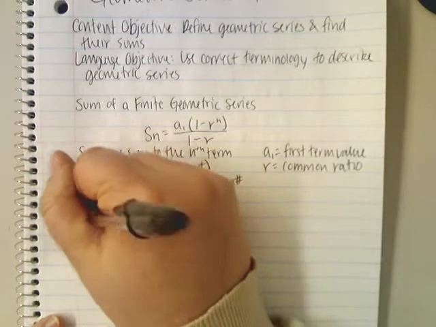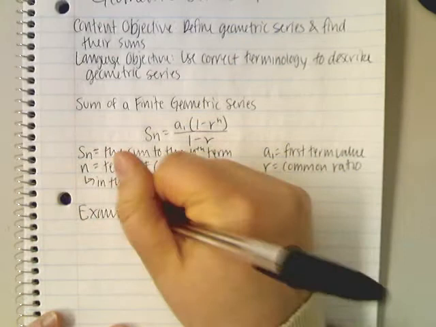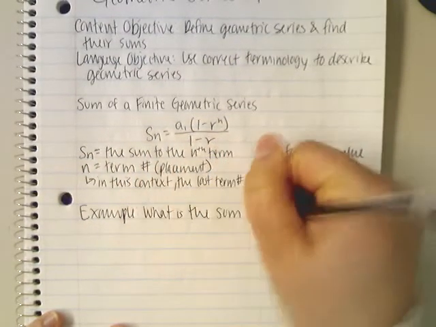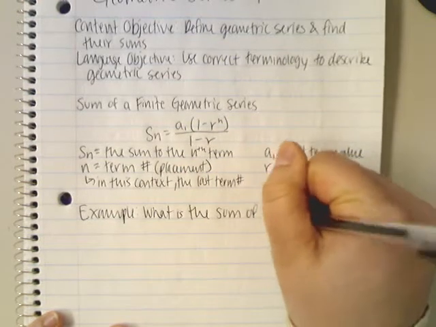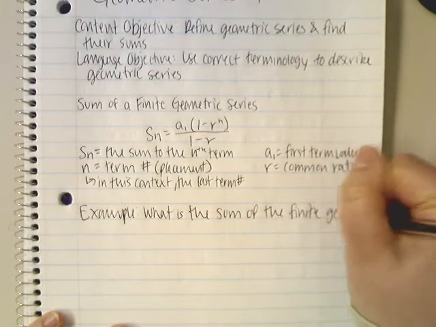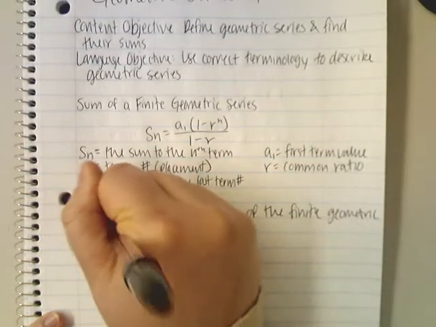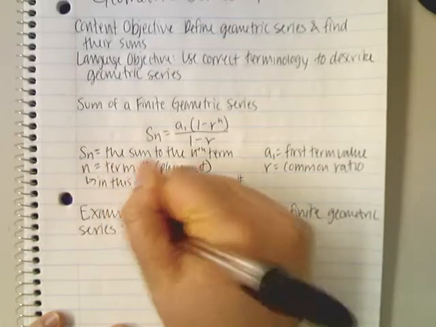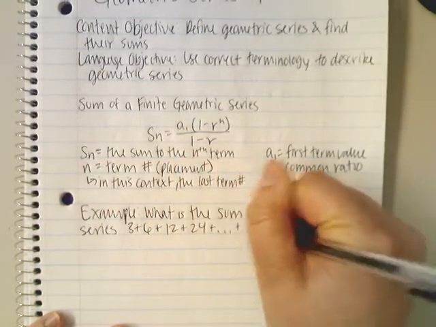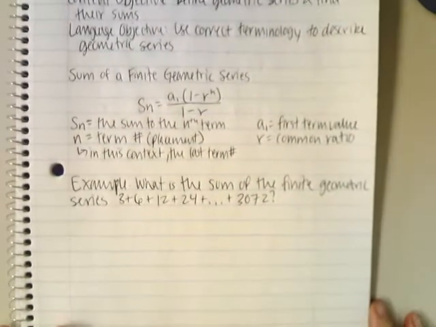So let's do an example. I want to determine what is the sum of the finite geometric series 3 plus 6 plus 12 plus 24 plus ... plus 3072. So we have a geometric series.